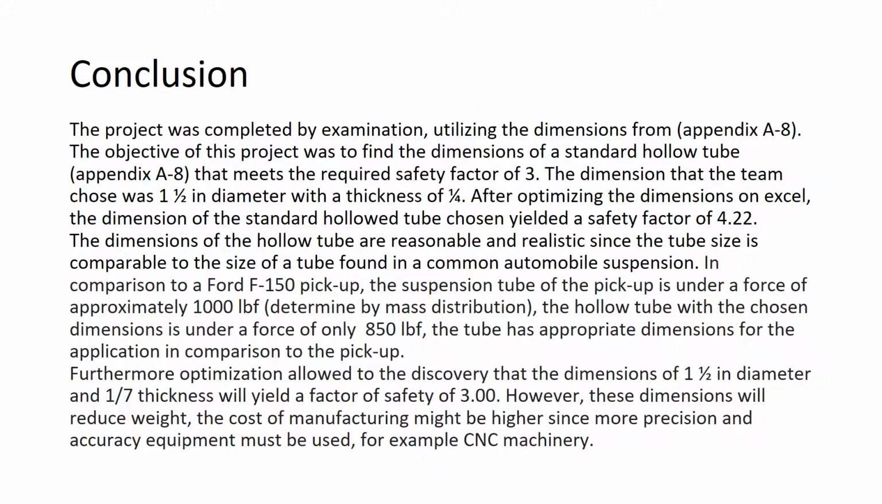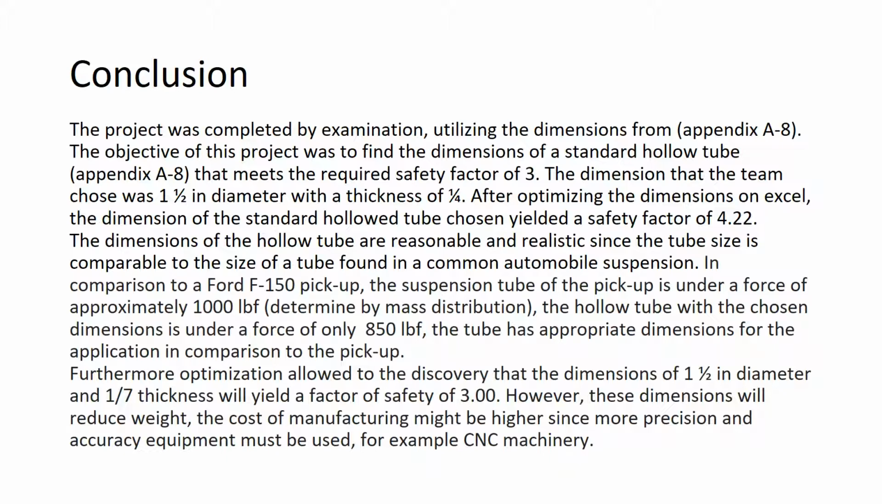Conclusion. The project was completed by examination, utilizing all of the dimensions found in Appendix A8. The objective of this project was to find the dimensions of a standard hollow tube that will meet the required safety factor of 3. The team decided to choose the dimensions of 1.5 inch diameter by 1/4 inch thickness. These dimensions will yield a safety factor of 4.22.